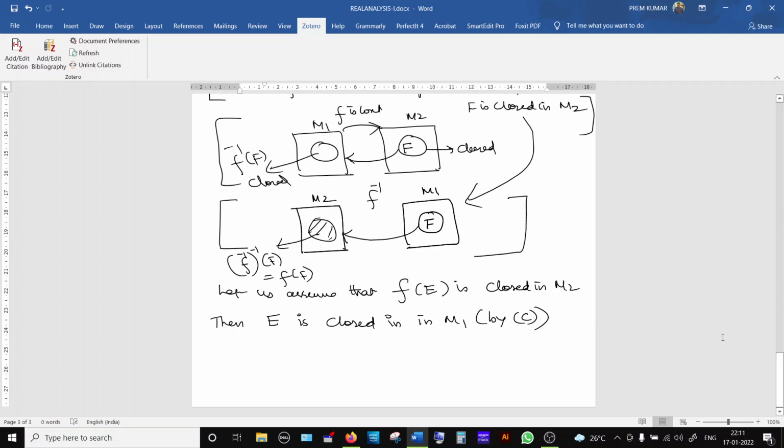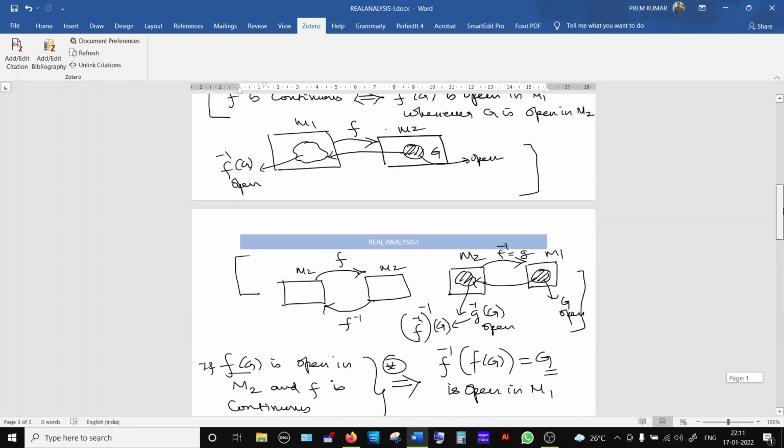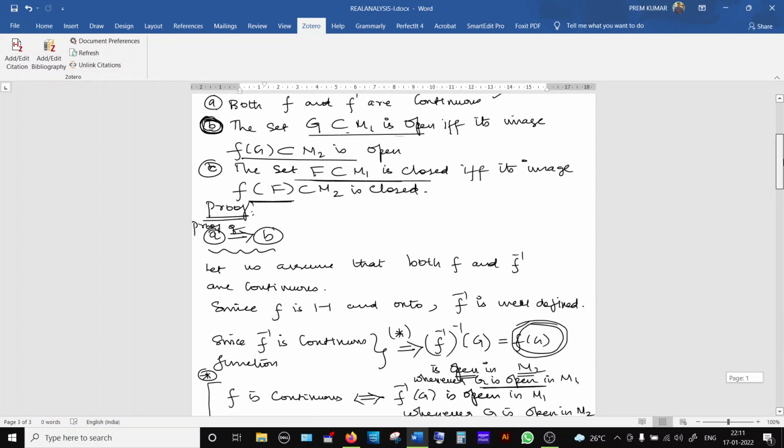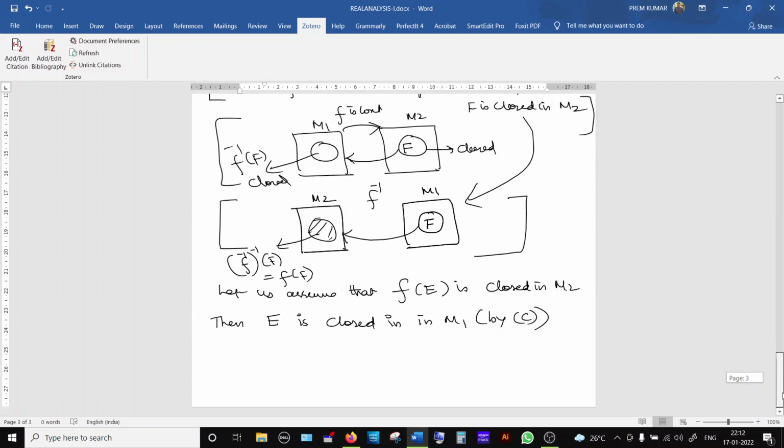So what does C say? We assume that C is true. So what does C say? Whenever we take any closed set in M1, the image is also closed. And if you take any set closed in M2, the corresponding inverse image is also closed. So this is what the C statement says. So we are assuming C is true, so that f of E is closed in M2.